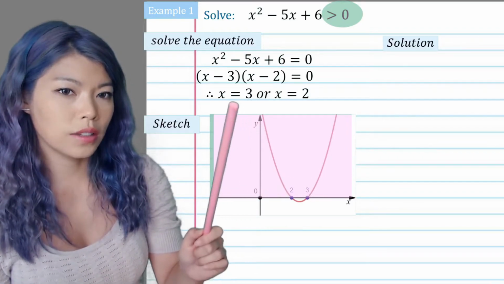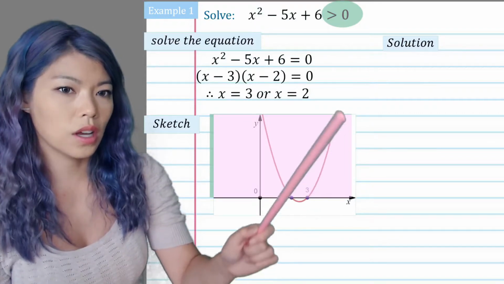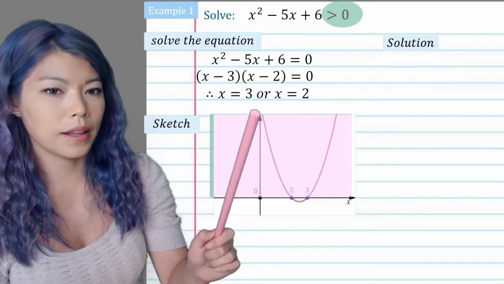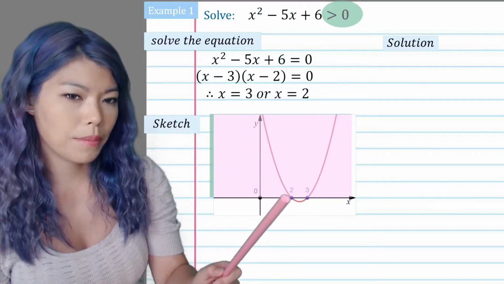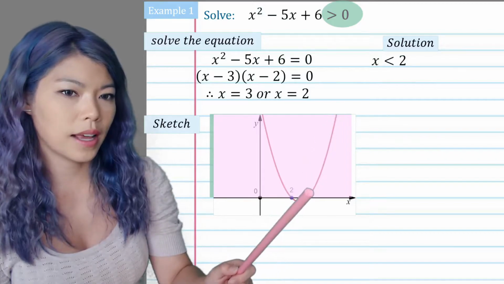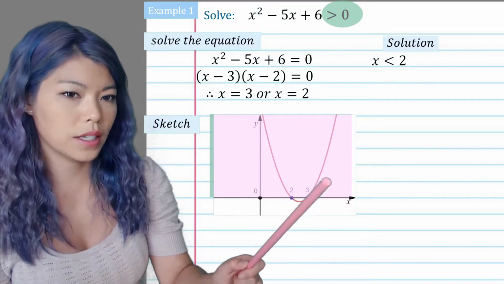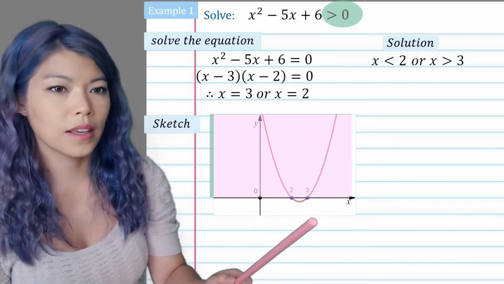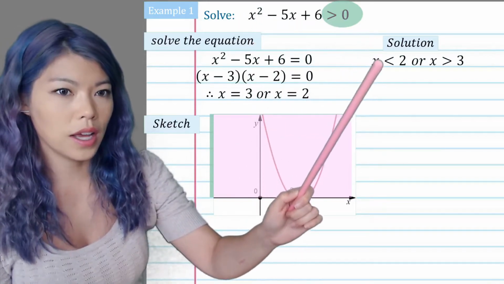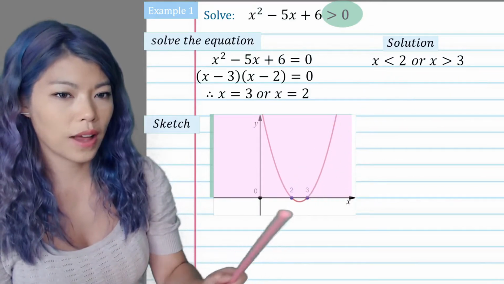Now the solution is not x is 3 and x is 2. It's not these two values. The solution is all this section here. So what is the x value for that bit, that bit, and that bit? Those values there happen when x is less than 2. And those values over there happen when x is greater than 3. So x is 3 there, x could be 4, 5, 6, 7. So all those values there. So our solution of x squared minus 5x plus 6 greater than 0 is x is less than 2 or x is greater than 3.